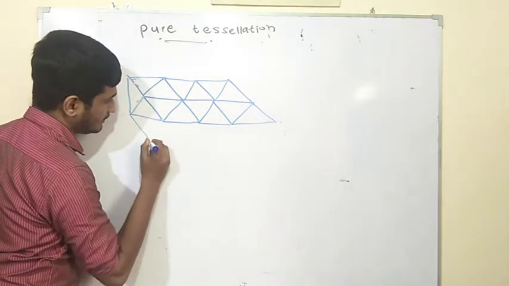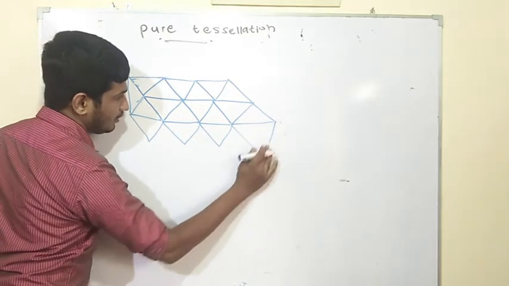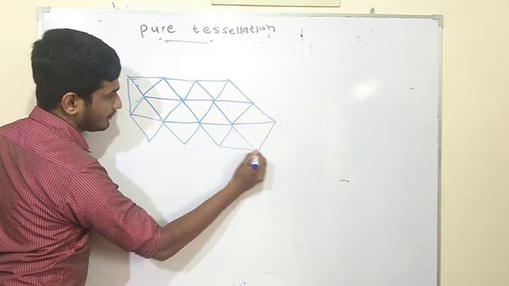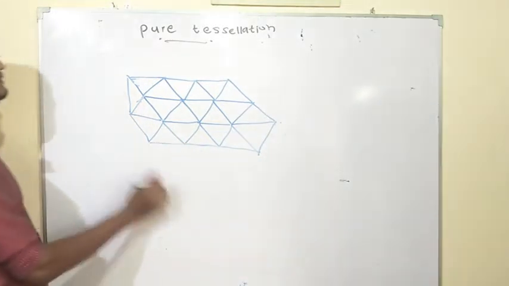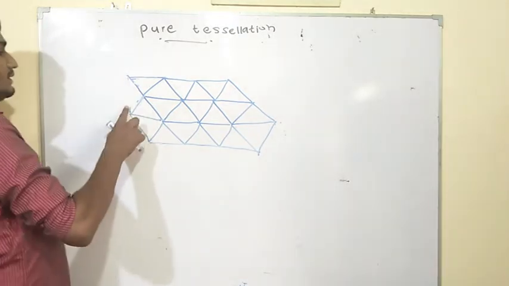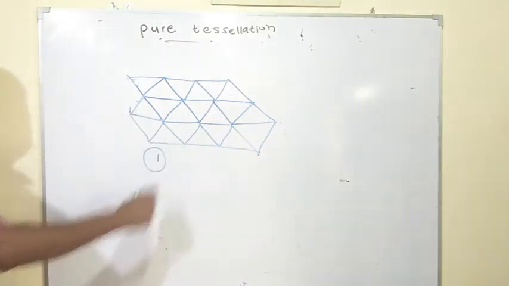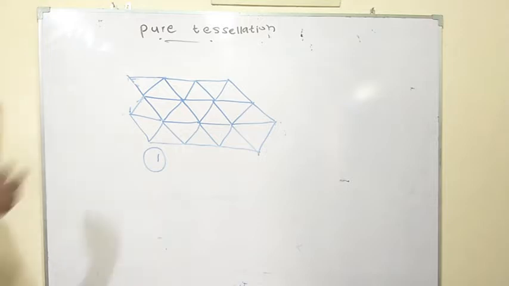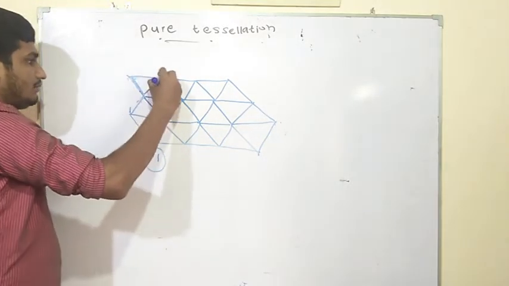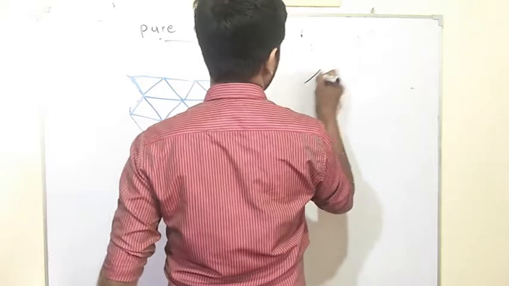So you can write it. You can do this design. Only one shape has been used to draw this diagram. Write a big heading, pure tessellation, and draw this diagram. Number one: in this diagram only triangles are there. And draw it nicely.